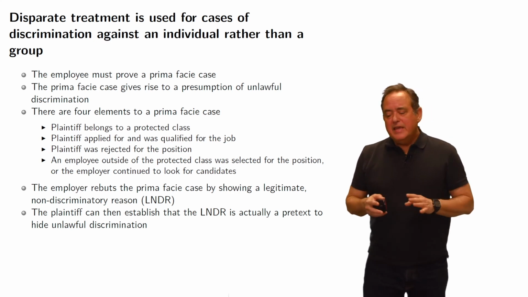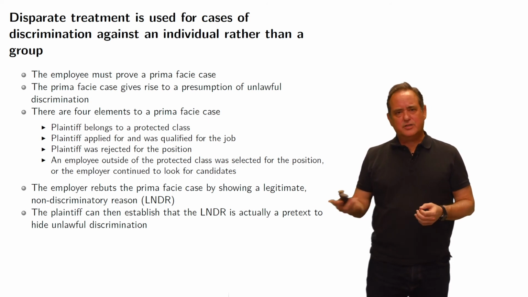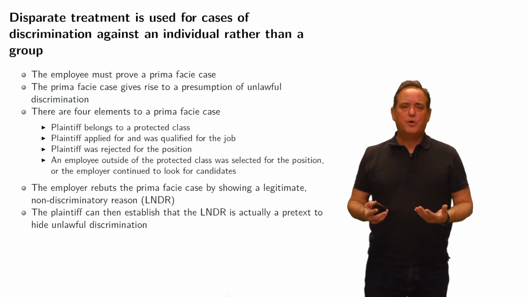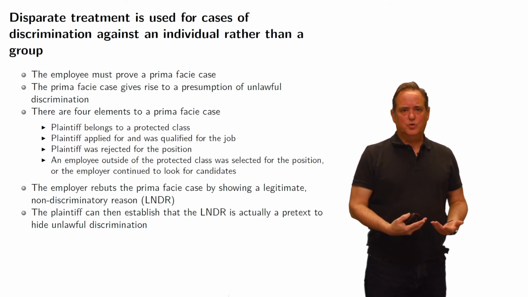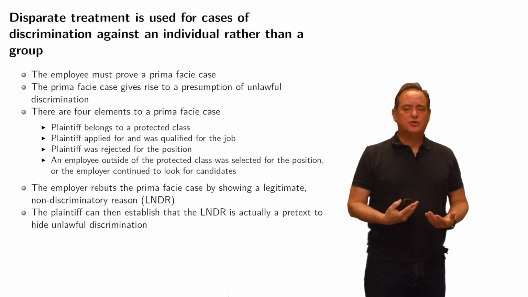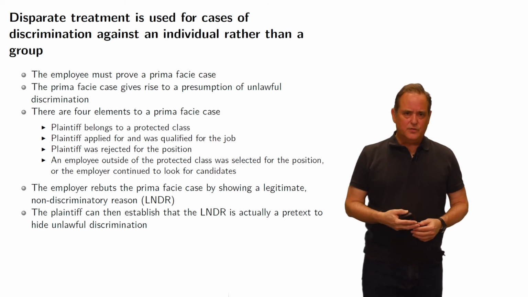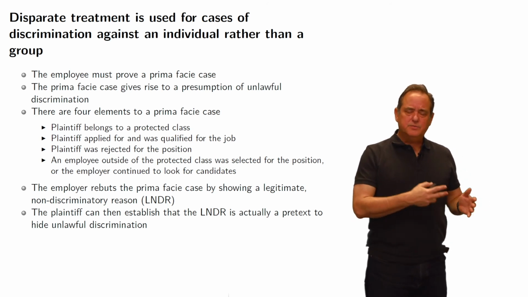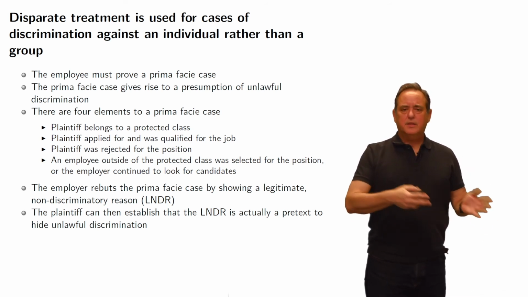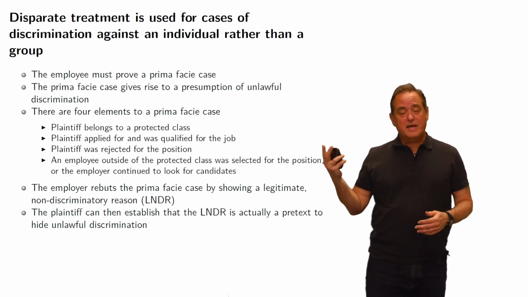The plaintiff can then establish, the plaintiff has the right to prove the legitimate non-discriminatory reason is not actually legitimate, that instead it's pretextual, it's a pretext, and that when we say we are using this rule for this purpose, that's not true. That this is simply a means of hiding the unlawful discrimination. So once I have rebutted the presumption with a legitimate non-discriminatory reason, the plaintiff employee can then attempt to prove that that's a pretext.